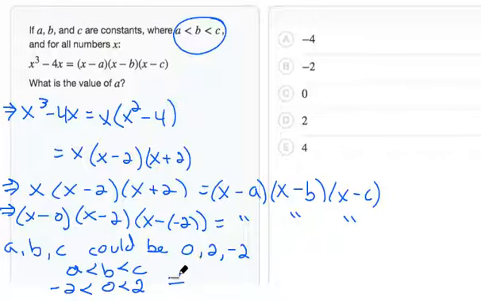That means that a must be negative 2. That also means that b must be 0 and c must be positive 2, but remember, we're only asked what's the value of a. So negative 2 is the answer that we're looking for. That's actually answer choice B.